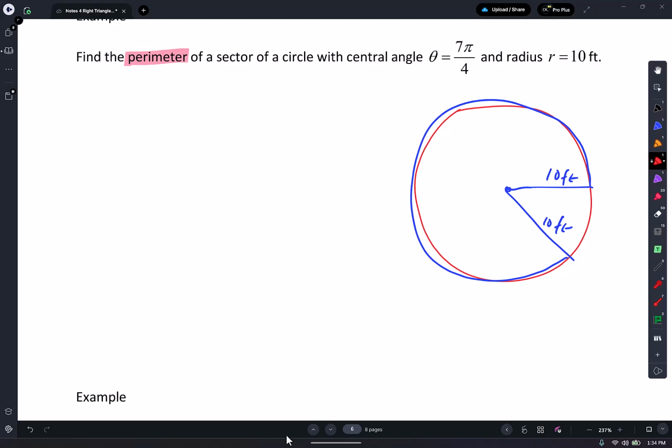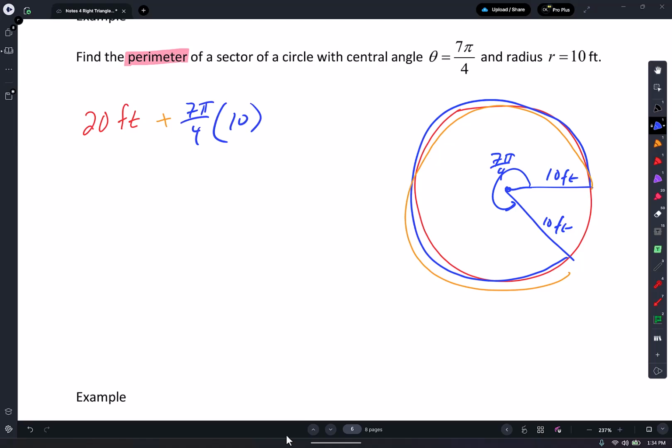What's 10 plus 10? So that's 20 feet. And now I got to add this arc length in burnt orange. So let's add that burnt orange. Plus that angle, this angle right here, what was it? So according to my arc length formula, I'm just going to go 7 pi over 4 times 10. And then 2 goes into 4 twice, 2 goes into 10, 5, and then 5 times 7, what's that, 35? So I would go 20 plus 35 pi over 2 feet. And done. That's it.